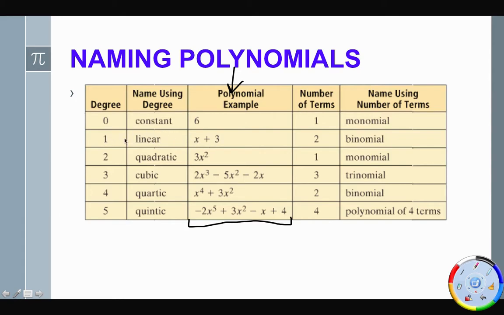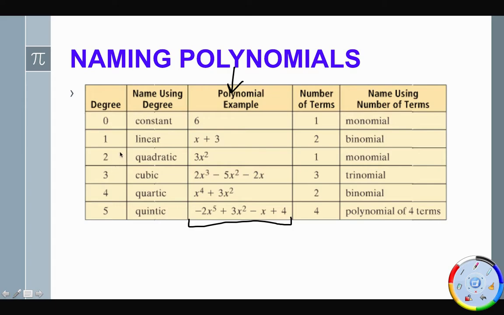So the next one is an example of a linear polynomial. This is x to the first power. It has 2 terms. It has the x and the 3, and therefore we call it a binomial because it has 2 terms. And it's linear because it's x to the first. And the degree is 1 because it's x to the first. If you have a degree 2 polynomial, we call those things quadratics. And as long as you have an x squared, it's a quadratic polynomial. And this one only has a single term, so we call it a monomial again.